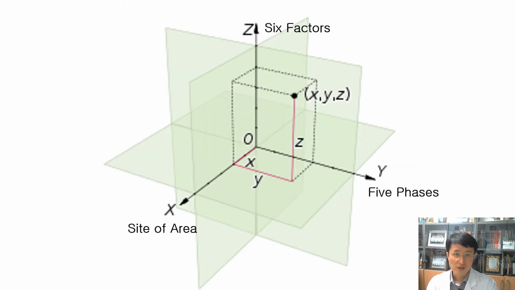You can find a certain point through coordinates of the x, y, z axis. It is the same with SaAm acupuncture. The target meridian can be found through three principles, which are site of area, five elements, and six factors.